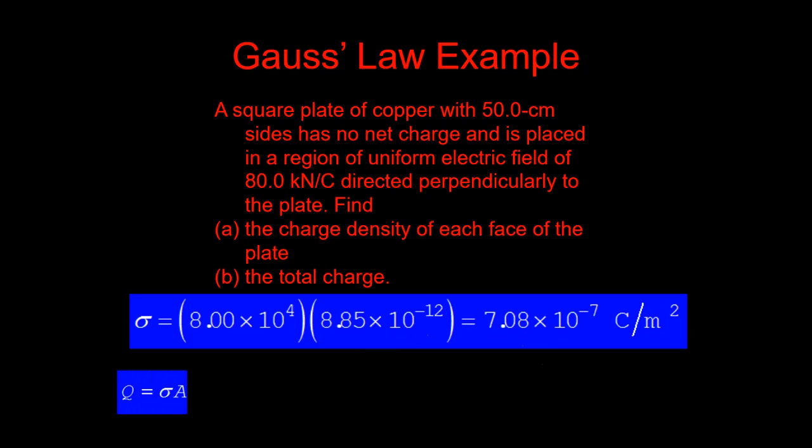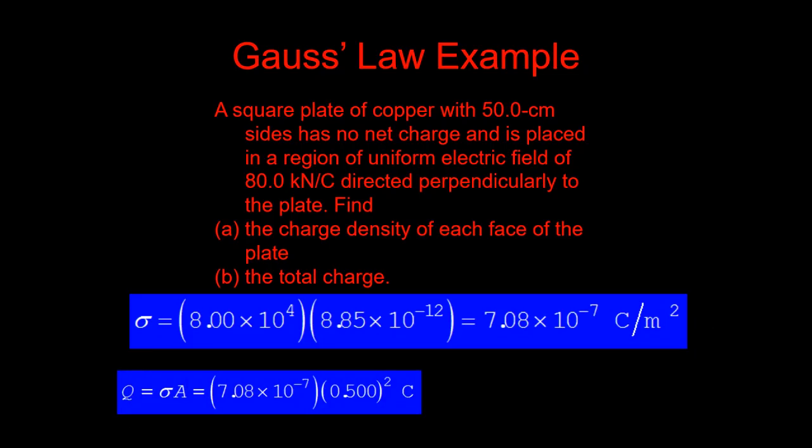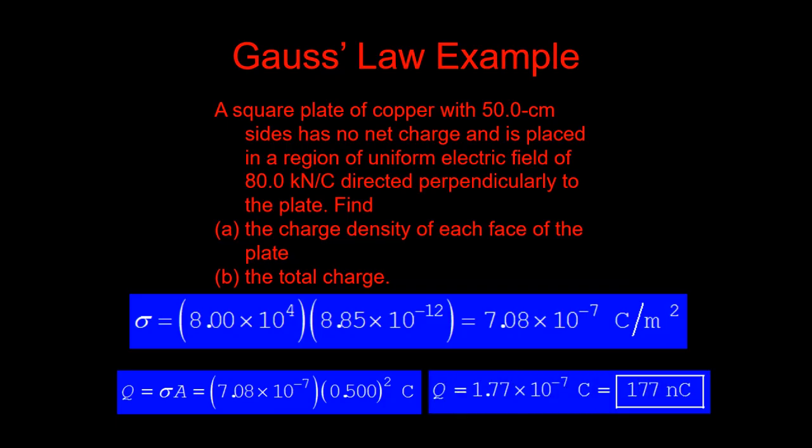Now Q was equal to sigma times A. This is going to be equal to our 7.08 times 10 to the minus 7 coulombs per square meter times however many square meters we have, which turns out is 0.5 meters squared, which will give us 177 times 10 to the minus 9 coulombs, or 1.77 times 10 to the minus 7, or 177 nanocoulombs.